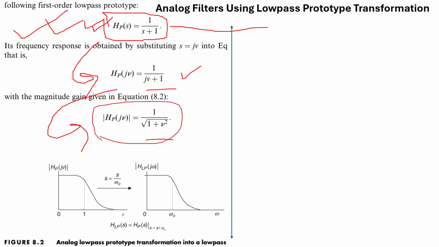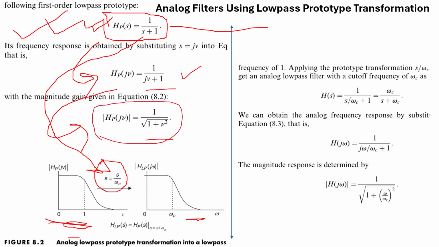And so, analog low pass prototype transformation into the low pass filter. Here is your prototype and here is your actual low pass filter. How will you get the low pass filter? You substitute s = s / Ω_c. Replace your s with s by Ω_c in order to get the low pass filter. This is one of the examples, right? This is the most important. This is the prototype, and if you put s = s / Ω_c, then you will get the low pass filter.